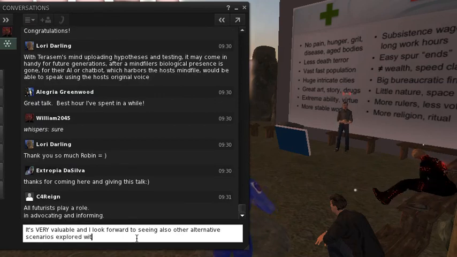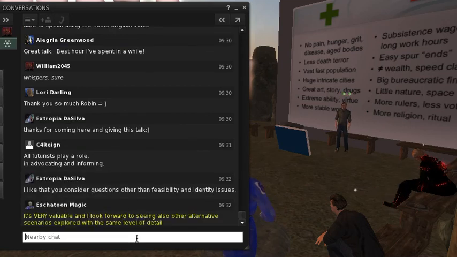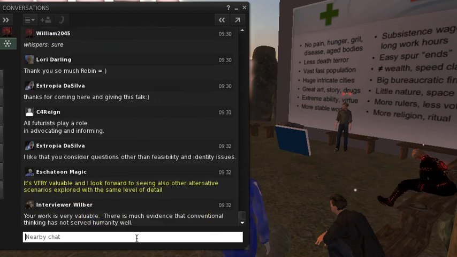C4 Rain says all futurists play a role in advocating and informing, and I have very explicitly separated an advocacy from an informing role here. I've taken a stance of being an analyst, taking an assumption about a future scenario and just trying to work out its consequences, not advocating for it per se, but presuming that other people would then certainly be willing to talk about whether they liked it or not and what they might want to encourage. But how valuable do you think analysis is relative to advocacy?